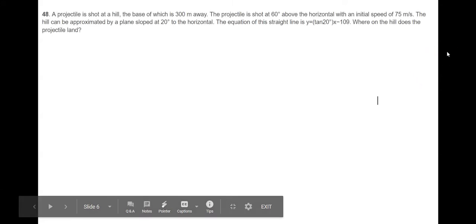Okay. A projectile is shot at a hill, the base of which is 300 meters away. The projectile is shot at 60 degrees above the horizontal with an initial speed of 75 meters per second. The hill can be approximated by a plane sloped at 20 degrees toward the horizontal. The equation of this straight line is y equals the tangent of 20 degrees x minus 109. Where on the hill does the projectile land?